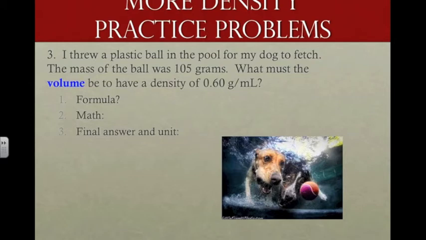Okay, try number 3 on your own. It says, I threw a plastic ball into the pool for my dog to fetch. The mass of the ball was 105 grams. What must the volume be to have a density of 0.6 grams per milliliter? Okay, so pause the video and think about the formula that you're going to use. Write down your math work, show your work, and then of course circle your final answer with the appropriate unit. Okay, when you're ready, hit play again.